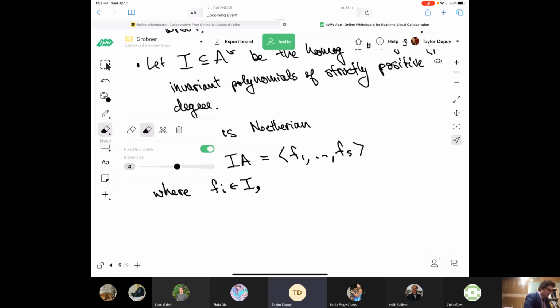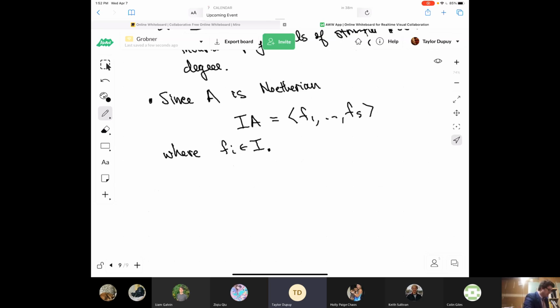So I guess, do I know that they're homogeneous? I know that they're in here, but I don't necessarily know that they're homogeneous. Do I need to suppose that they're homogeneous? I don't know. We'll find out.